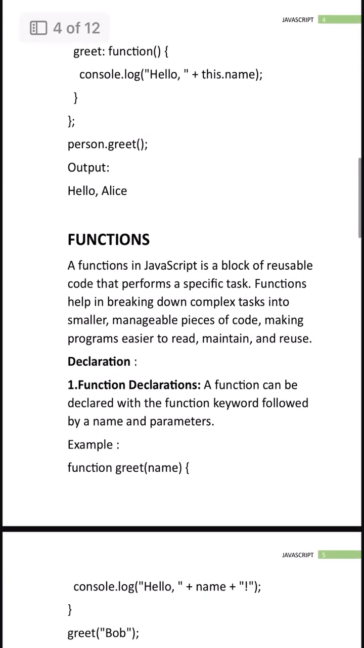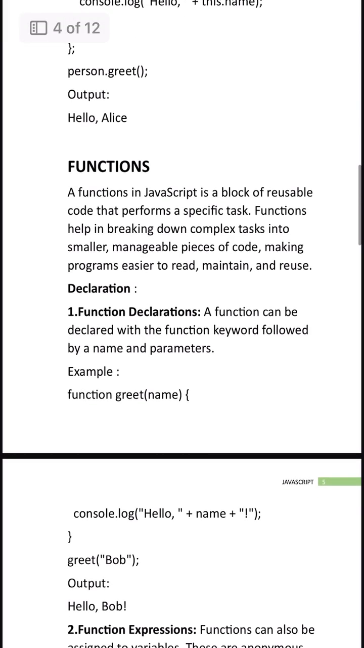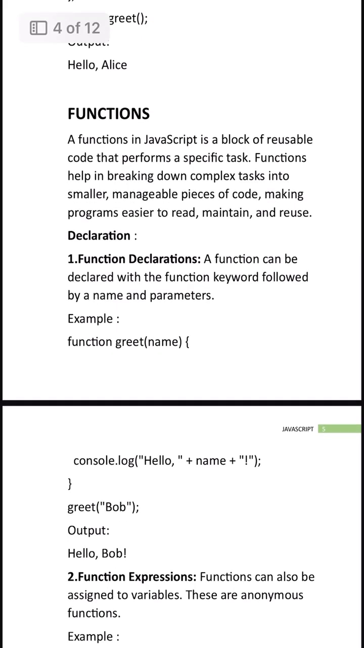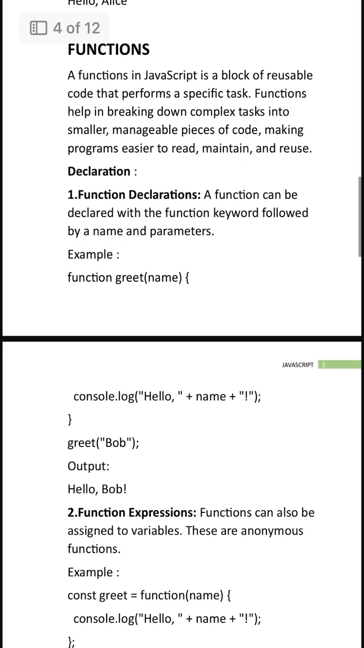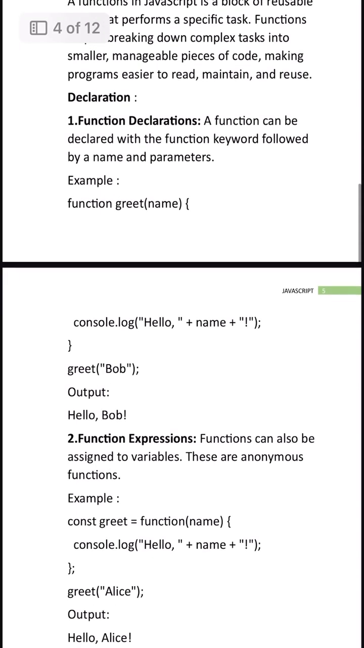Functions. A function in JavaScript is a block of reusable code that performs a specific task. Functions help in breaking down complex tasks into smaller, manageable pieces of code, making programs easier to read, maintain, and reuse. Here you can see the declaration. Function declarations. A function can be declared with the function keyword followed by a name and parameters. Here you can see the function declaration.